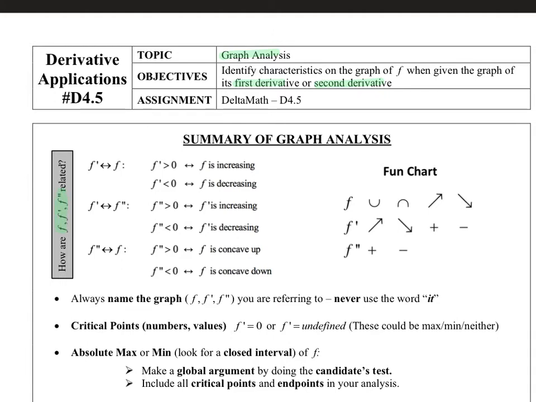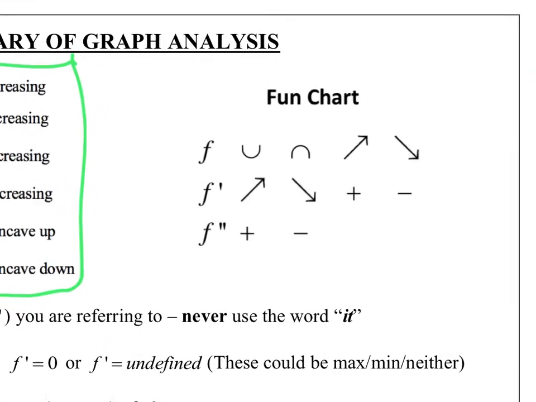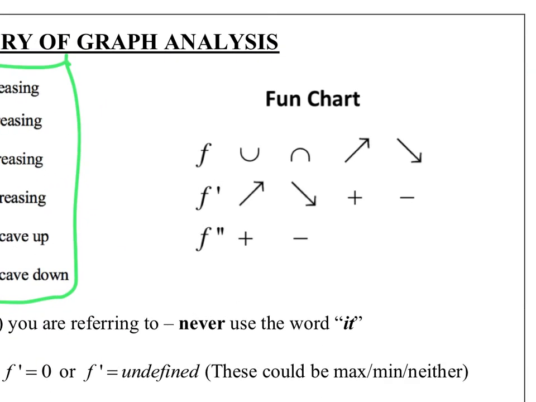Over here, I have it listed out, the connection between those three graphs. I'm going to draw your attention to the fun chart over here. In this fun chart, it gives that connection just in a visual sort of way. So if you struggle to keep things straight, maybe this will help. This FUN here, that's why it's called the fun chart. And the U and the N are actually a concave up shape and a concave down shape.